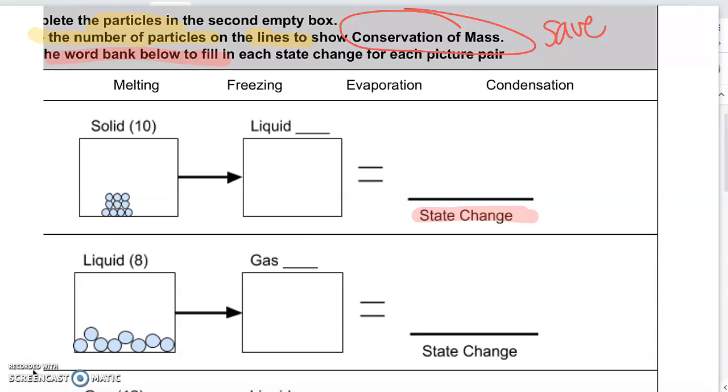All right, students, next we drew 8 liquid particles right here. Your job is to draw gas particles. How many are you going to draw and what do they look like? And then, what state change is from a liquid to a gas? Press pause and do your work.